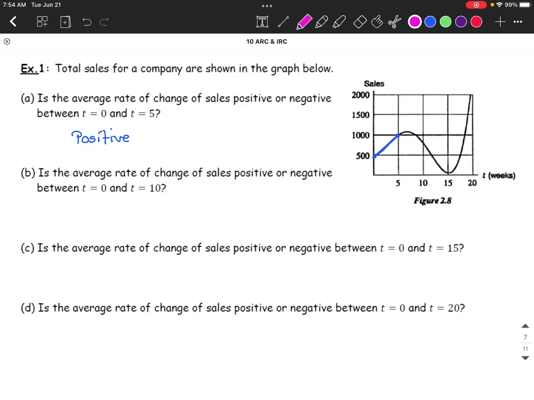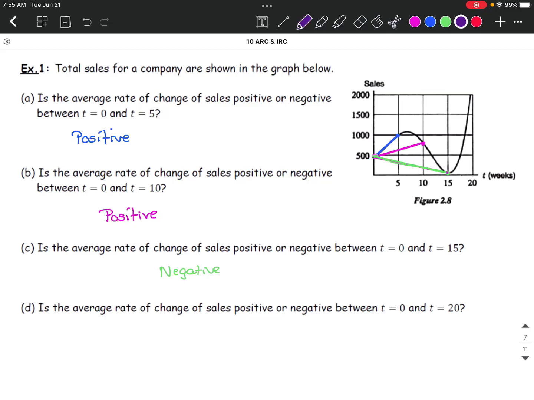Now, is the average rate of change of sales positive or negative between t equals 0 and t equals 10? So again, we draw our secant line, and again, it's got a positive slope because it's going up. Now, between t equals 0 and t equals 15? Again, I'm going to draw that secant line, and this time it's going down, so it's negative. That's this secant line here. It's green now. Okay, and we have another one like this.